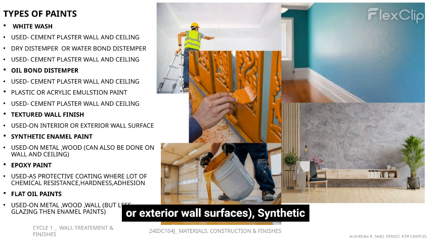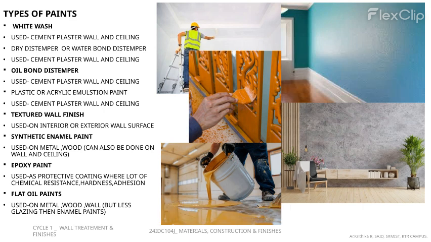textured wall finish, used on interior or exterior wall surfaces, synthetic enamel paint, used on metal, wood, and can also be done on walls and ceilings. Epoxy paint, used as a protective coating where lots of chemical resistance, hardness, adhesion is needed, and flat oil paints, used on metal, wood, and walls but with less glazing than enamel paints.